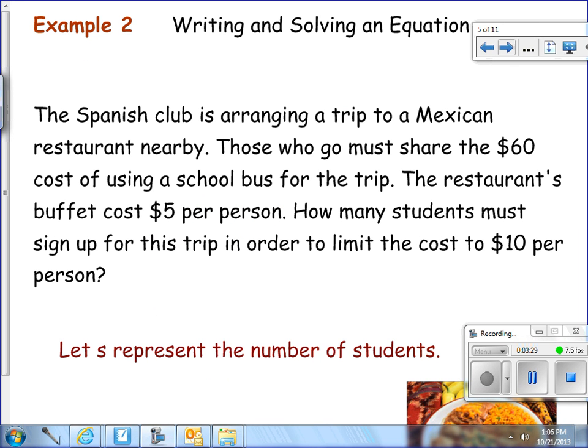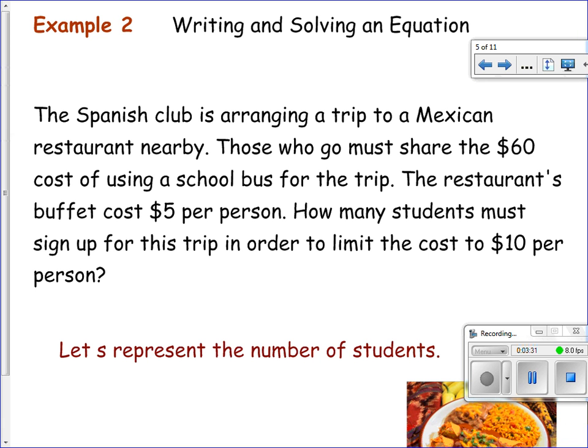Now we're going to use this concept by solving equations. Now this is a problem-solving equation. So the Spanish Club is arranging a trip to a Mexican restaurant nearby. Those who go must share the $60 cost of using a school bus for the trip. The restaurant's buffet costs $5 per person. How many students must sign up for this trip in order to limit the cost to $10 per person? And they've asked for you to let S represent the number of students.